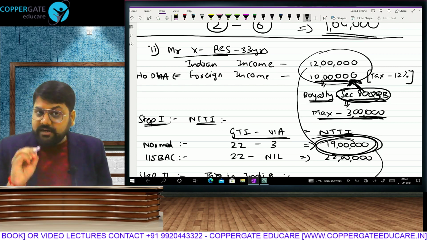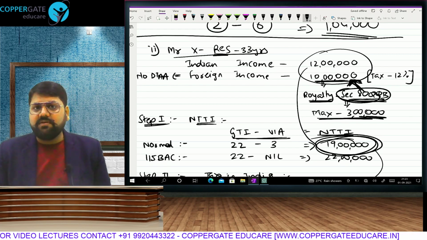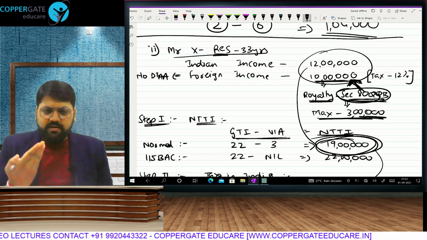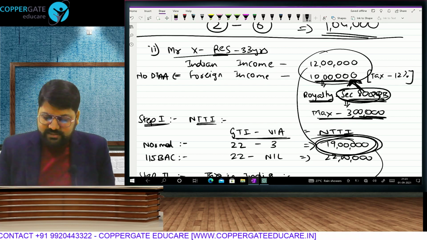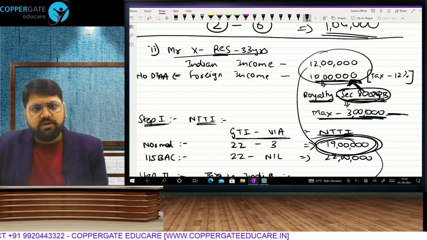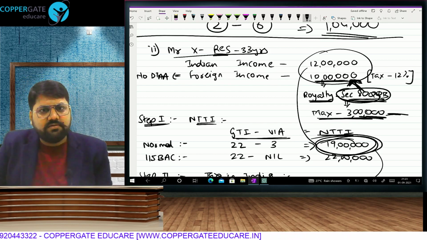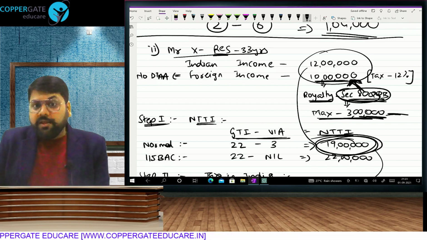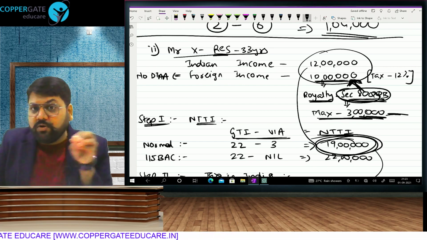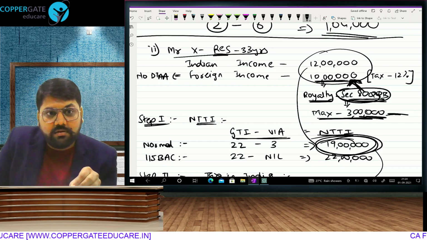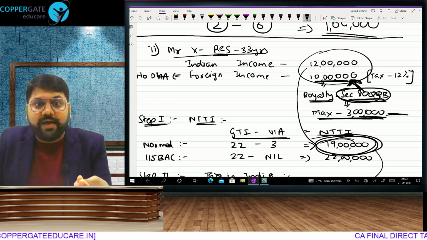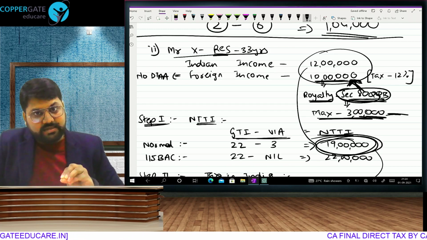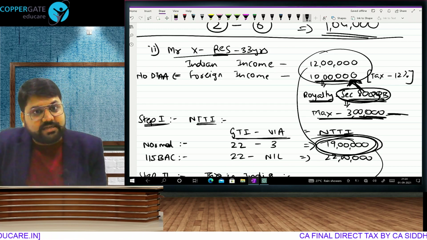And the deduction under chapter 6A that we have is, maybe your life insurance or medical insurance or donation. Let's say this 3 lakh was donation. Not royalty, but donation. The deduction of royalty can be taken only against a royalty income. But the deduction of donation can be taken against 12 also, can be taken against 10 also. It is at the discretion of the assessee.